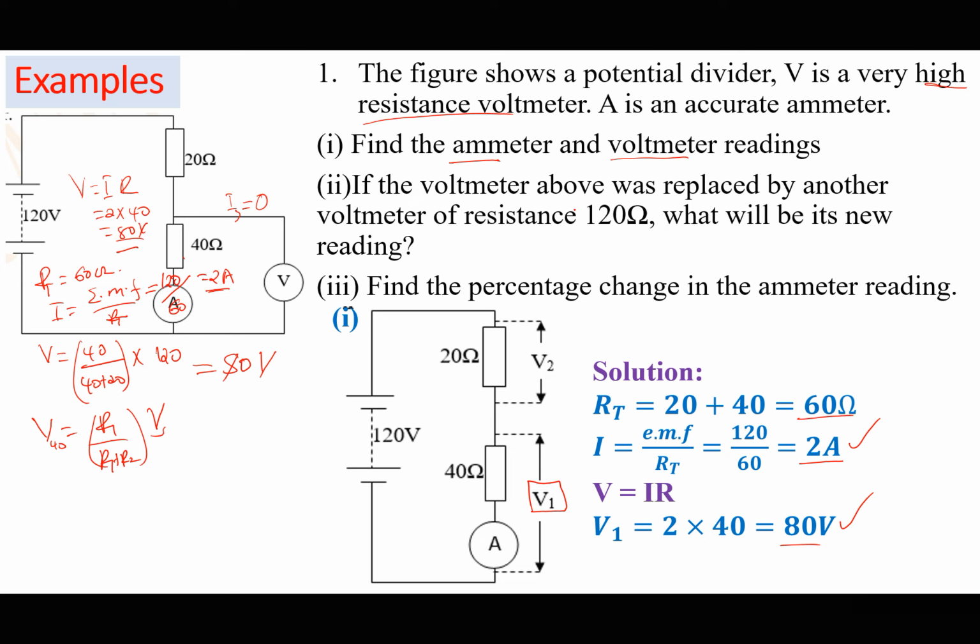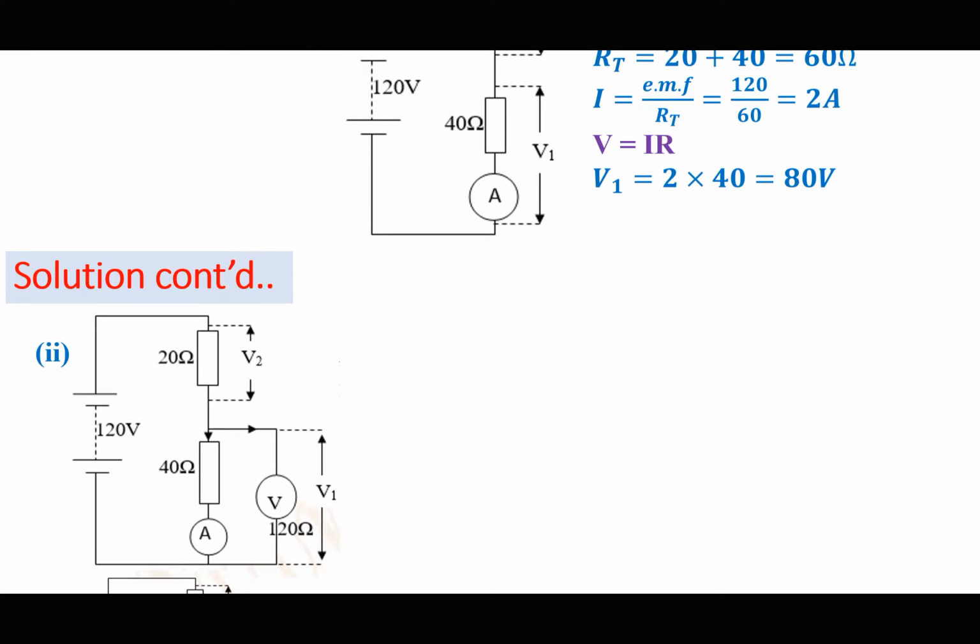Part 2 says if the voltmeter above was replaced by another voltmeter of resistance 120, now this is no longer infinitely high. So it means we have another resistor in parallel with the 40 ohms because the resistance of the voltmeter is not so high. Some current flows into the voltmeter. What will be its new reading? Then part 3 tells us to find the percentage change in the ammeter reading. So we have to find the change in the ammeter reading and express it as a percentage. We have to find a new reading of the voltmeter. So let's try to do this.